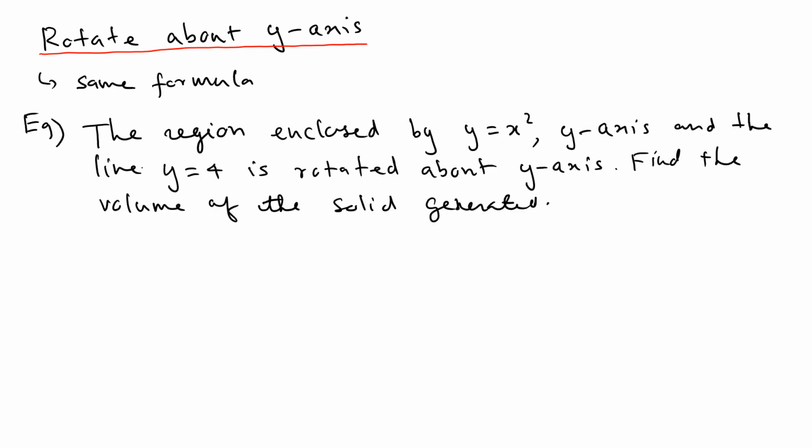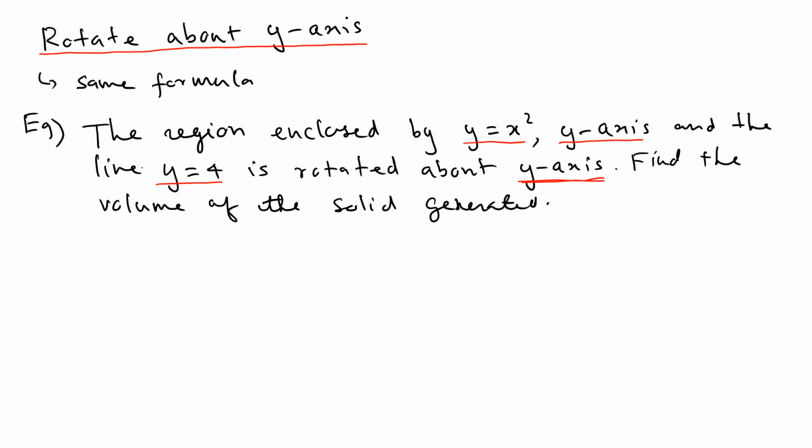The region enclosed by y equals x squared, you can see that's the exact same curve as before, the y-axis now, and the line y equals 4 is rotated about the y-axis now. So that's the difference, the y-axis. Find the volume of the solid generated. As before, we're going to draw the situation.